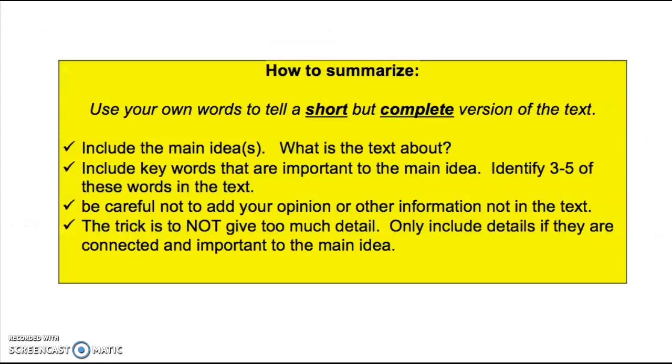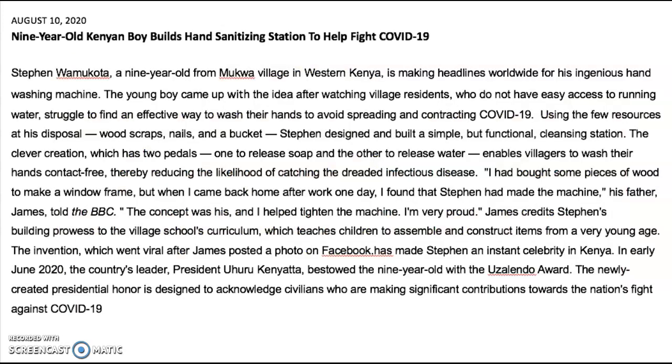Okay, so now I have a good overview of what the article is about. Now I need to start thinking, how would I, in my own words, tell a short but complete version of that text? I want to think about what the main idea is. I want to identify keywords, maybe 3 to 5 of them. I want to be careful not to add my opinion, and not to add anything that is not what the author stated. And I want to bear in mind that I only want to include details if they're really important to the main idea.